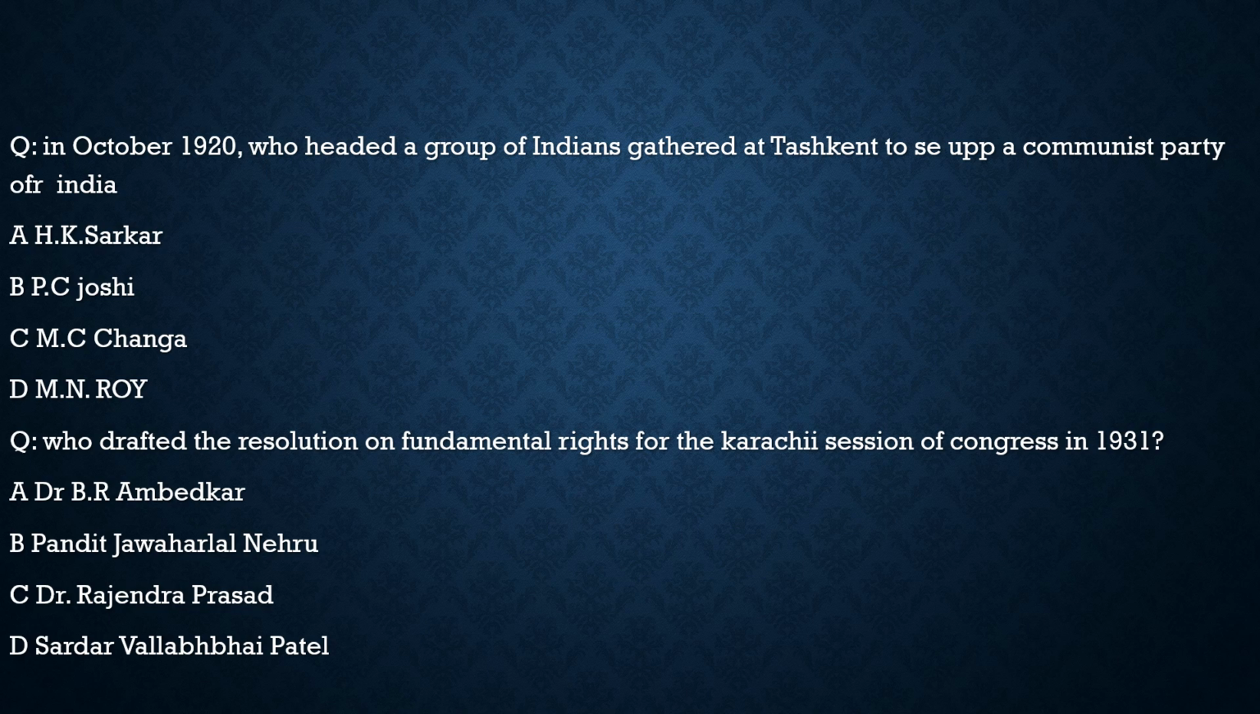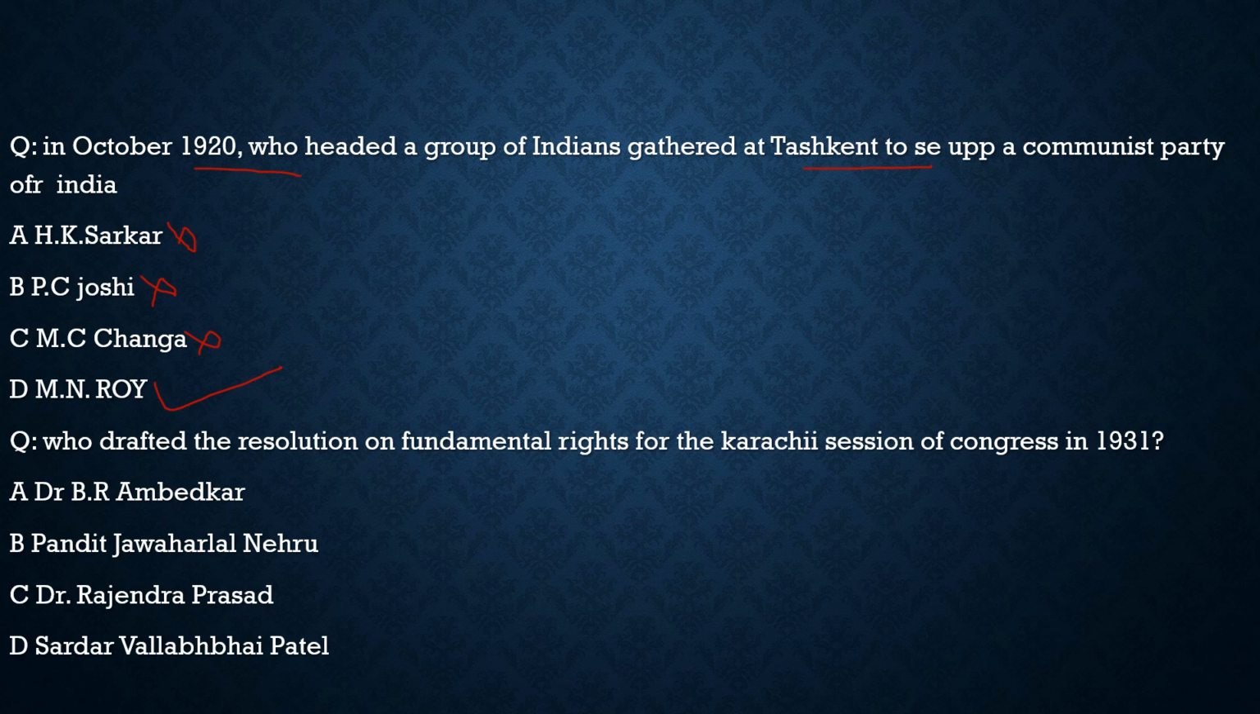Here the first question says, in October 1920, who headed a group of Indians gathered at Tashkent to set up a Communist Party of India? Who was the person? Was it H.K. Sarkar? No. Was it P.C. Joshi? No. Was it M.C. Changa? No. Was it M.N. Roy? 100% correct. M.N. Roy and Muhammad Ali and few others who were with him. It is Muhammad Ali and Muhammad Shafiq, they were with him, who set up the Communist Party of India in Tashkent in 1920.